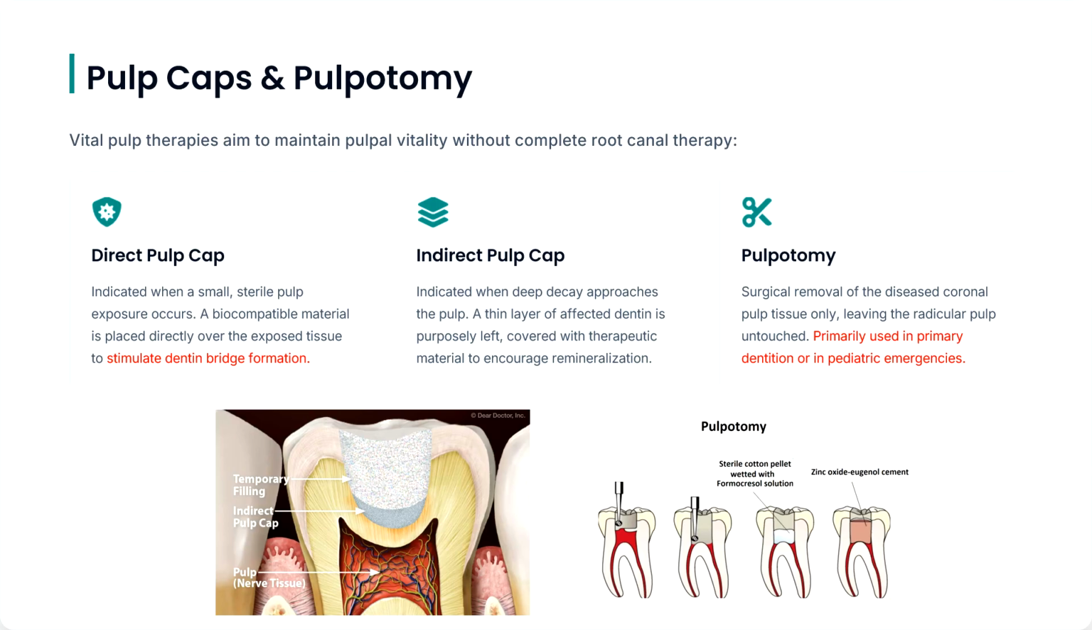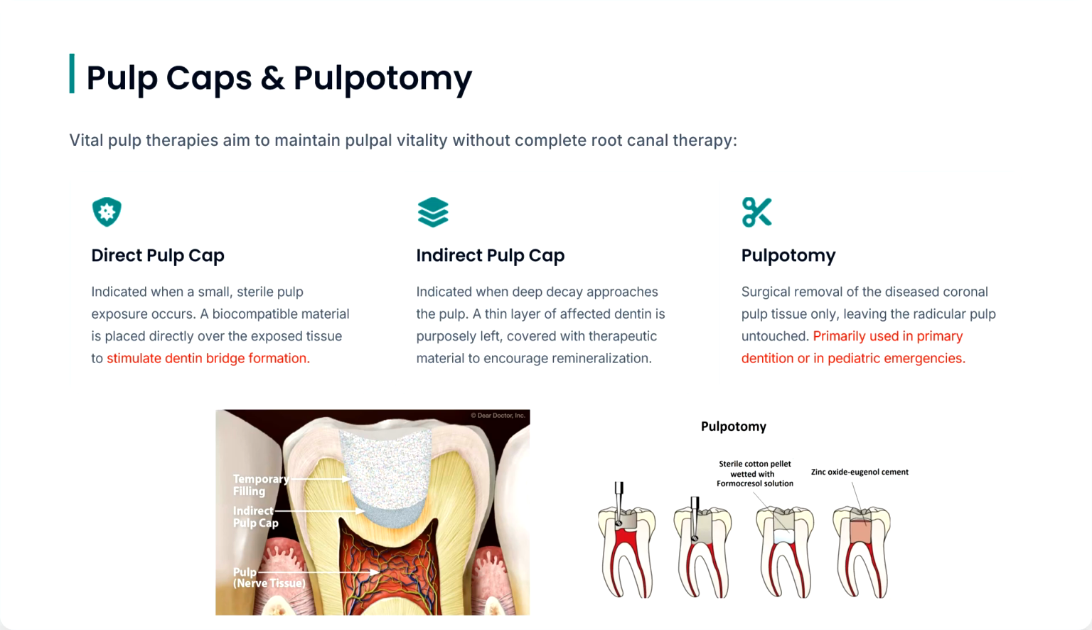All right, pulp caps and pulpotomies. These are done mainly in pediatric dentistry. I've seen this done a lot. Now for a pulp cap, you've got direct pulp caps and you've got indirect pulp caps, right? A direct pulp cap is indicated, meaning you should do it, when there's a small little pulp exposure, right?